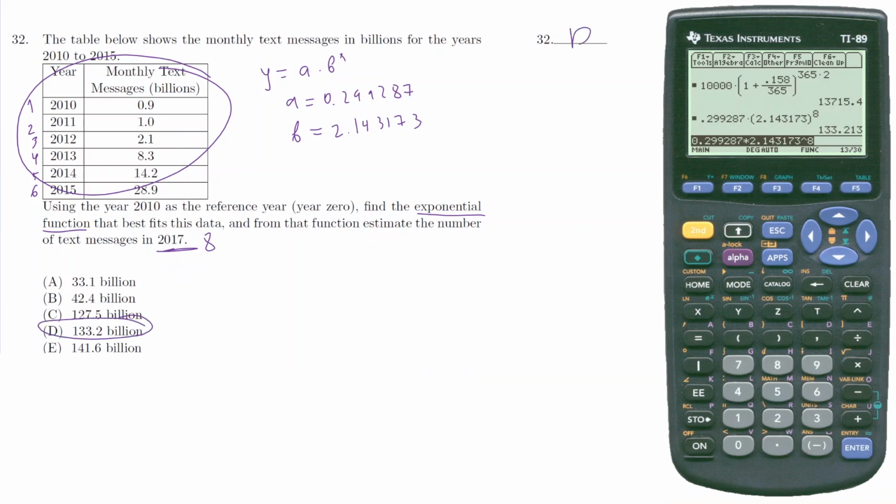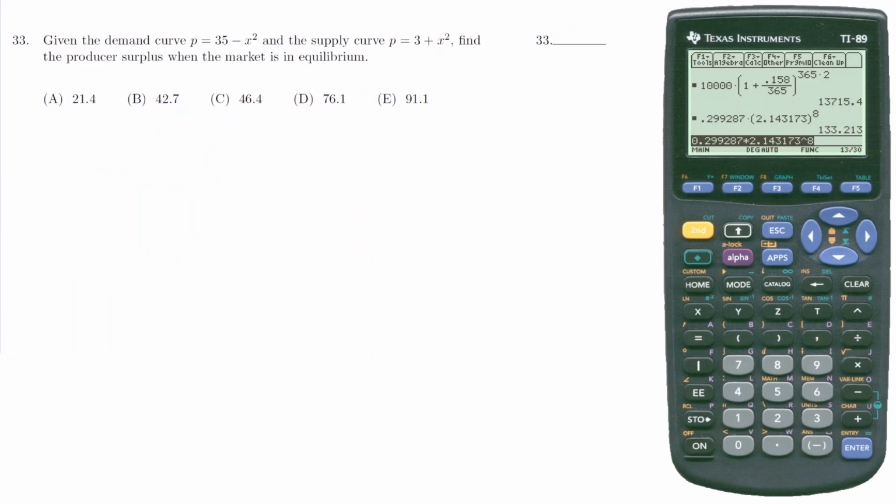Boom. Nicey nice. Now, given the demand curve and the supply curve, find the producer surplus. We have to know the formula: P times X minus, in this situation, since we're looking for the producer surplus, the integral of the supply curve. Now, what is P or X? This is the point of equilibrium.